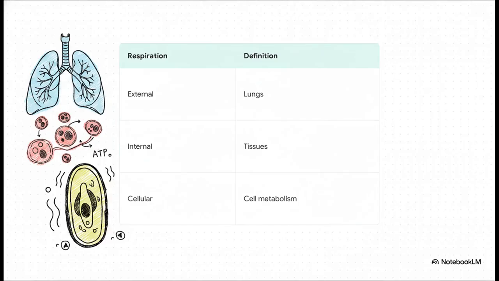Now, examiners absolutely love to test you on the 3 types of respiration because, honestly, they sound so similar. Let's break them down. External respiration is the exchange of oxygen and carbon dioxide in the lungs. Internal respiration is that same exchange out in the body tissues. But the one they really try to catch you on is cellular respiration. That is the actual use of oxygen for cell metabolism. So when you see the phrase cell metabolism, you need to immediately think cellular respiration.